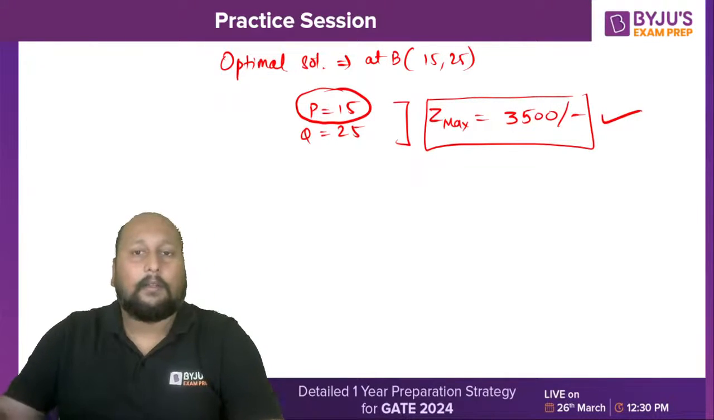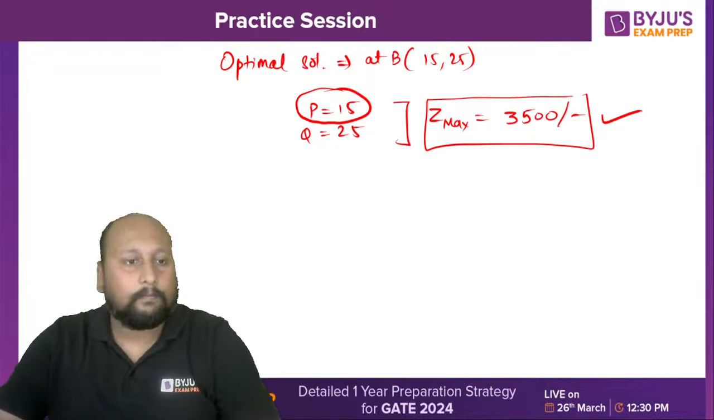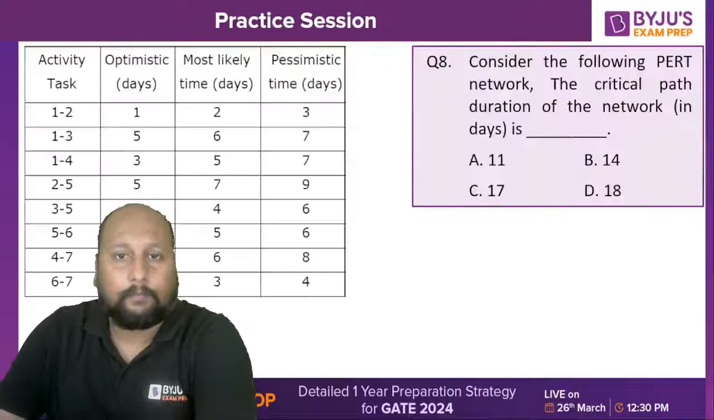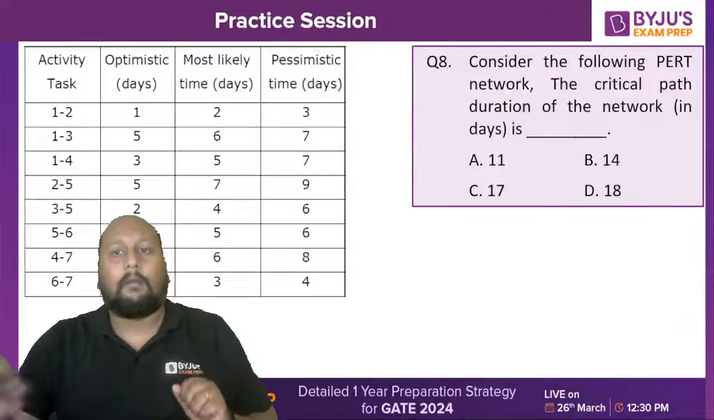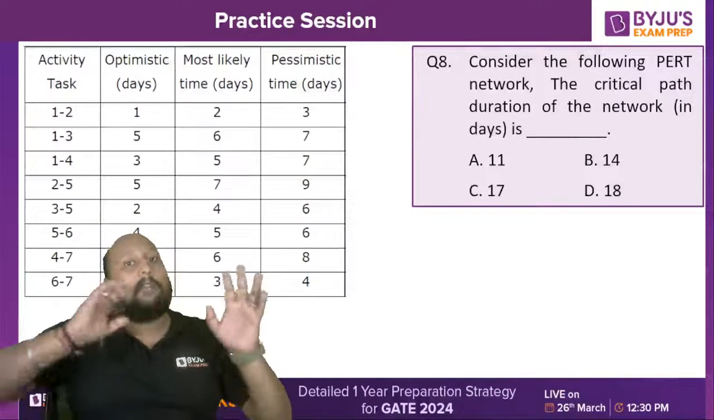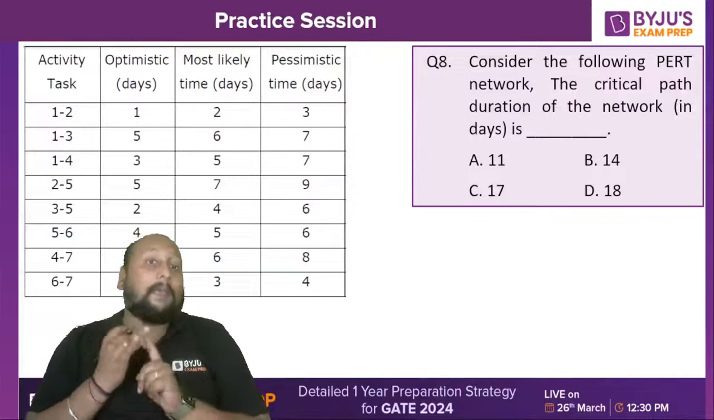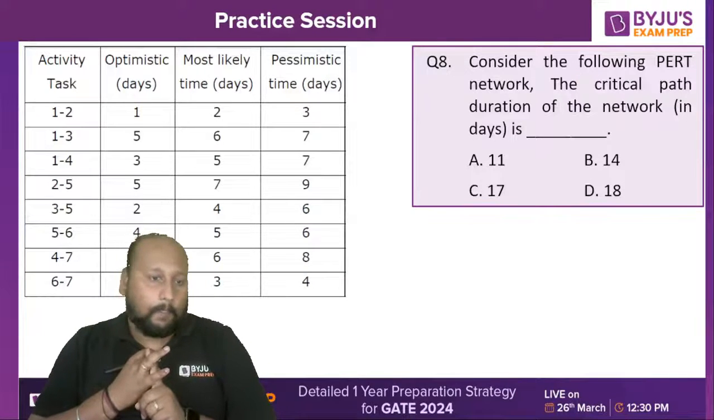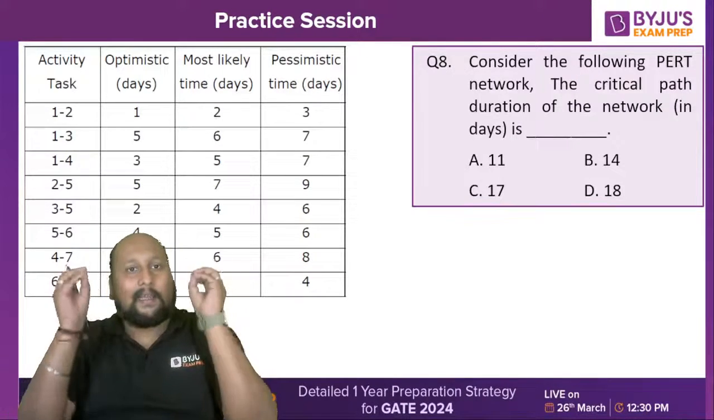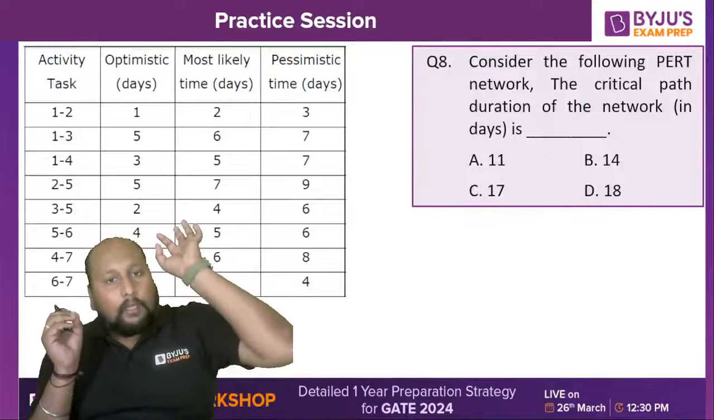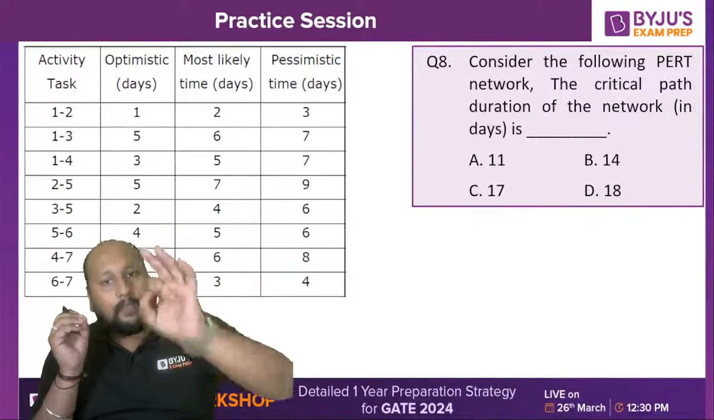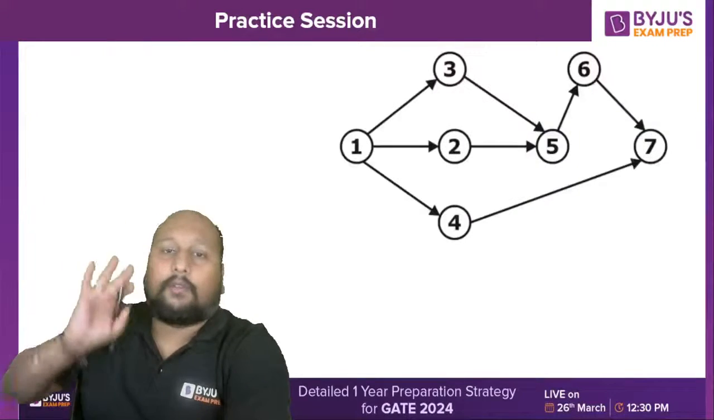Is this clear? Understood? Okay, next question. Now let's talk about a PERT analysis where they are not giving the completion time, but instead they are giving you the optimistic, pessimistic, and most likely time. They have already given you the network diagram.